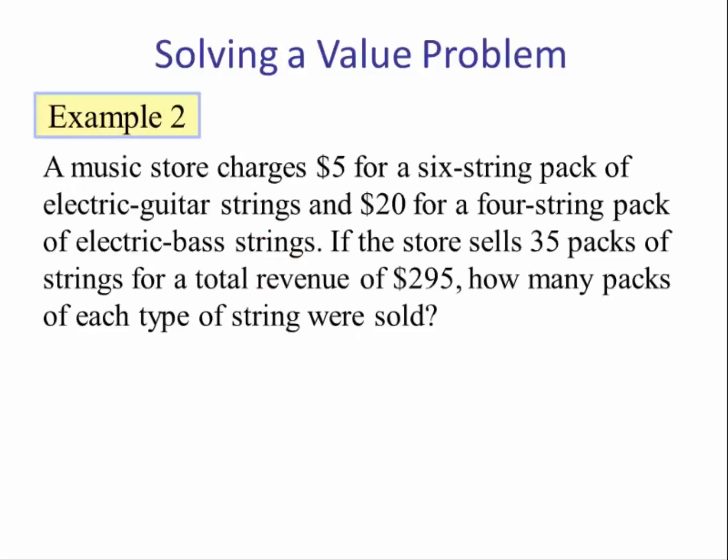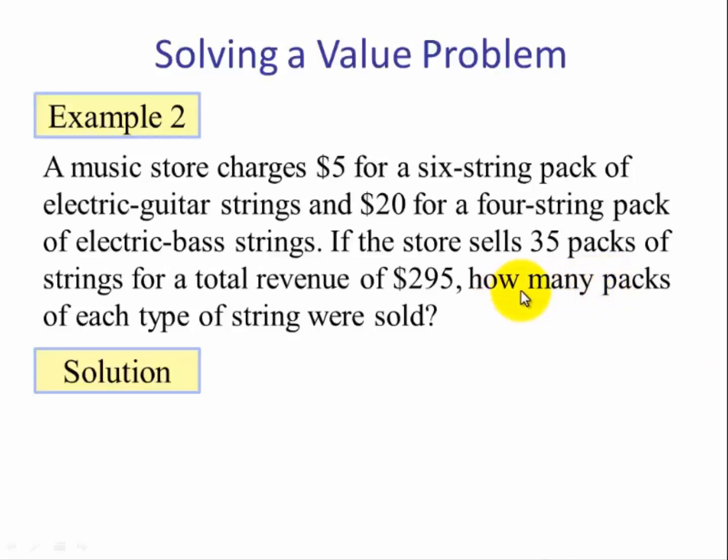Example 2. A music store charges $5 for a 6-string pack of electric guitar strings and $20 for a 4-string pack of electric bass strings. If the store sells 35 packs of strings for a total revenue of $295, how many packs of each type of string were sold? So our first step is to assign the variables.